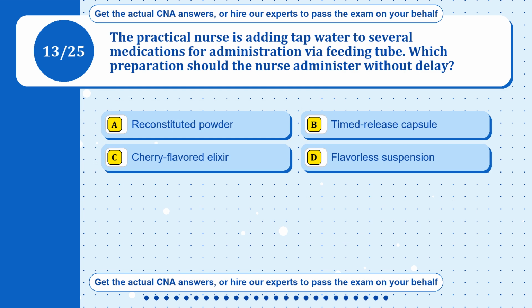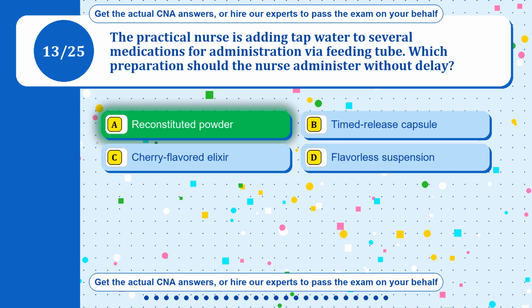Question 13. The practical nurse is adding tap water to several medications for administration via feeding tube. Which preparation should the nurse administer without delay? Option A. Reconstituted powder. Option B. Timed release capsule. Option C. Cherry-flavored elixir. Option D. Flavorless suspension. The correct answer is option A.